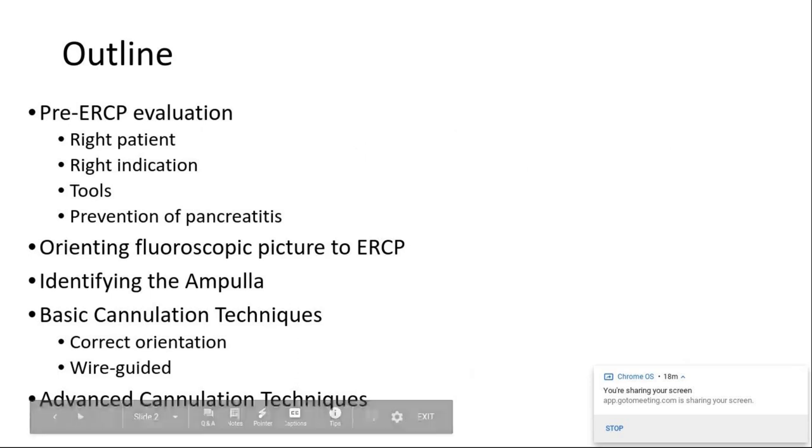Okay, so this is an outline of what we're going to go over today. We're going to discuss pre-ERCP evaluation, orienting of the fluoroscopic picture to ERCP, identifying the ampulla, and then I'm going to go through some basic cannulation techniques and then some advanced cannulation techniques. Next slide.